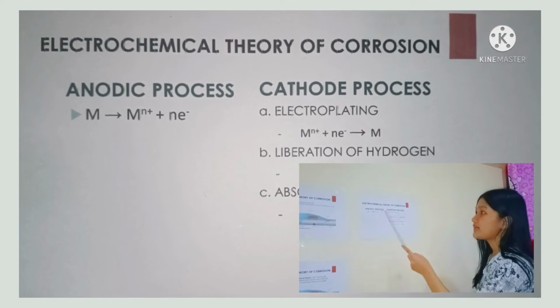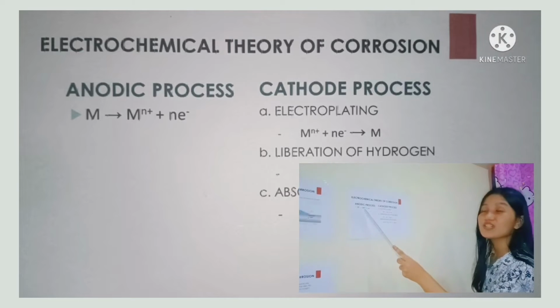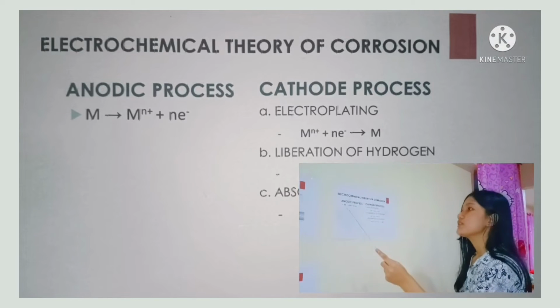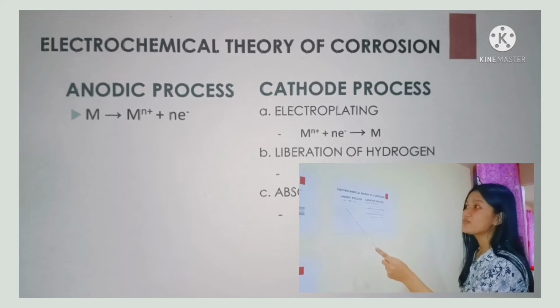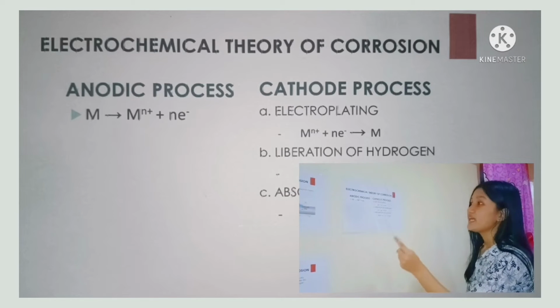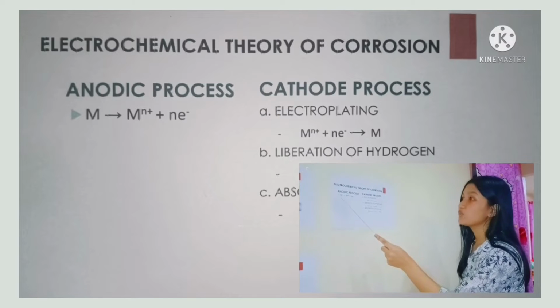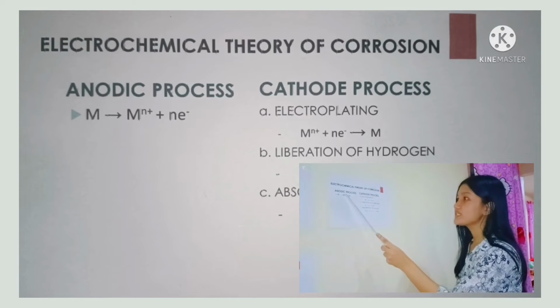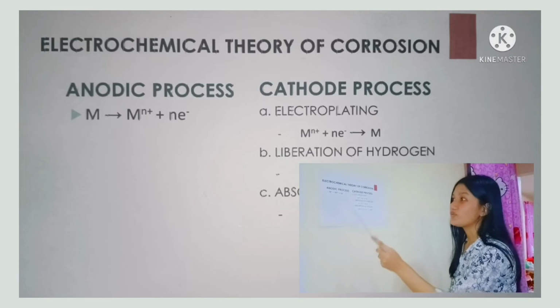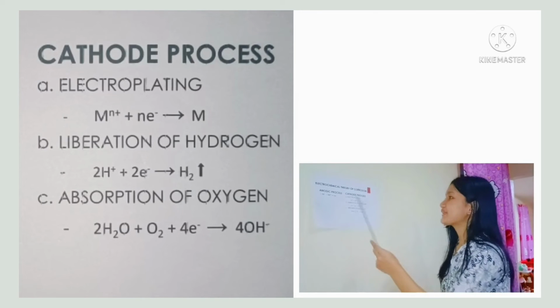Anode, or the anodic process. This is where the oxidation process will take place. From M, it will convert itself into Mn+ and n electrons. So from zero oxidation state, it will convert itself into Mn+ and generate the same number of electrons. Next is the cathode process.